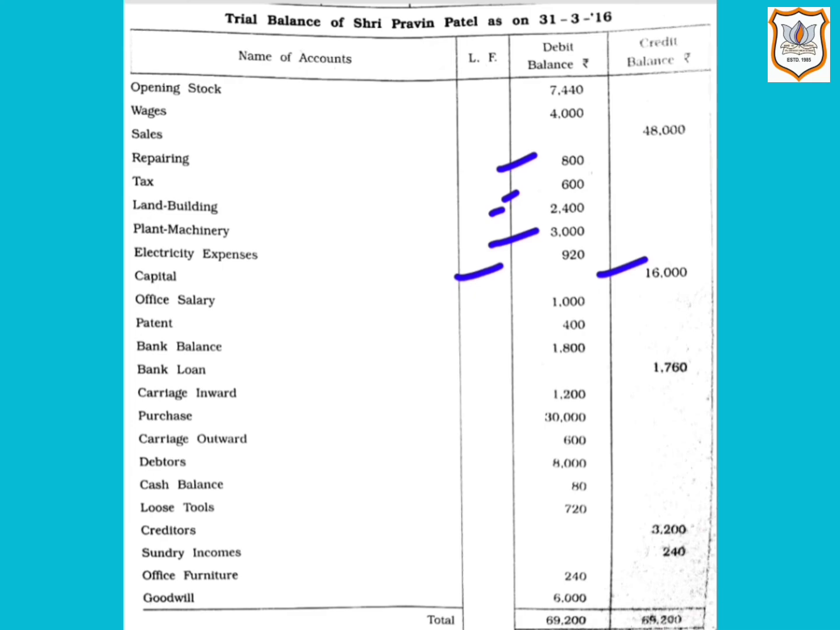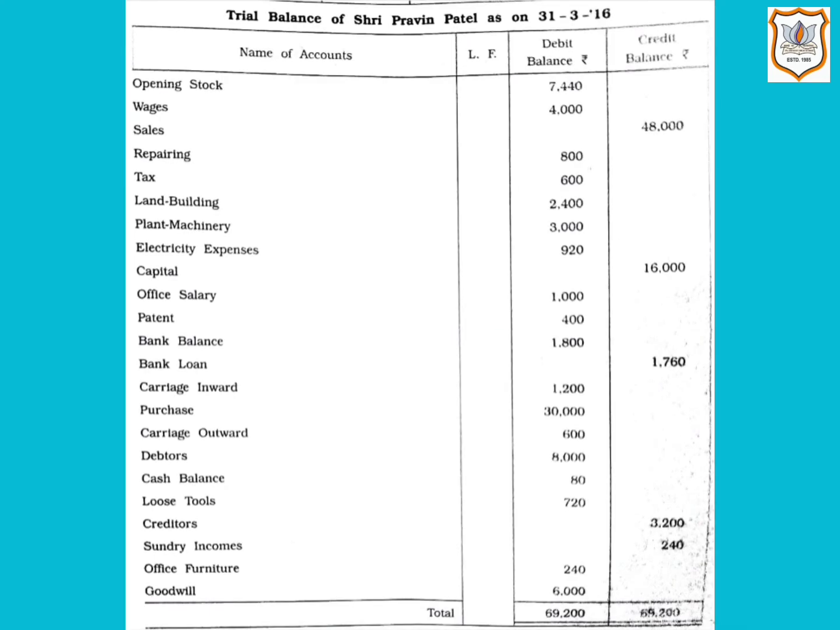Then office salary, it is an expense, so it will be recorded in debit column of trial balance. Then patent, it is also an intangible asset, so it will be recorded in the debit column of a trial balance. Then bank loan is given, and we know that bank loan is a liability, and liability account always has a credit balance, so bank loan account will be recorded on credit column of trial balance.